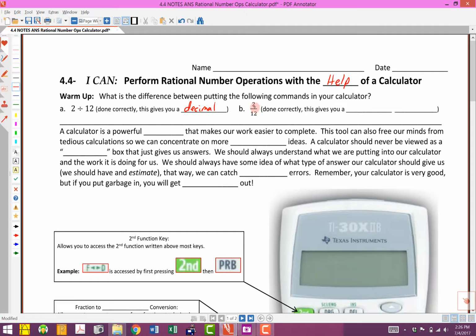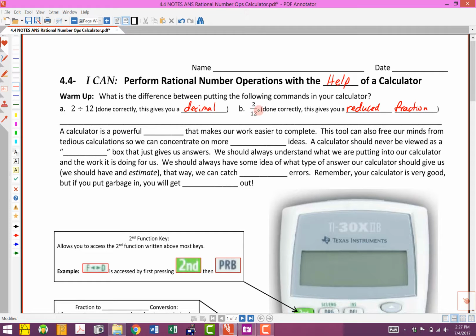If you've got one that's a little bit more sophisticated where you can put in fraction bars, if you do this correctly, it gives you a reduced fraction. Now, as we've talked about before, decimals and fractions can be equivalent as long as we work with them the right way. So if I do 2 divided by 12, it'll give me the decimal equivalent of 2 over 12, which would be 1/6.